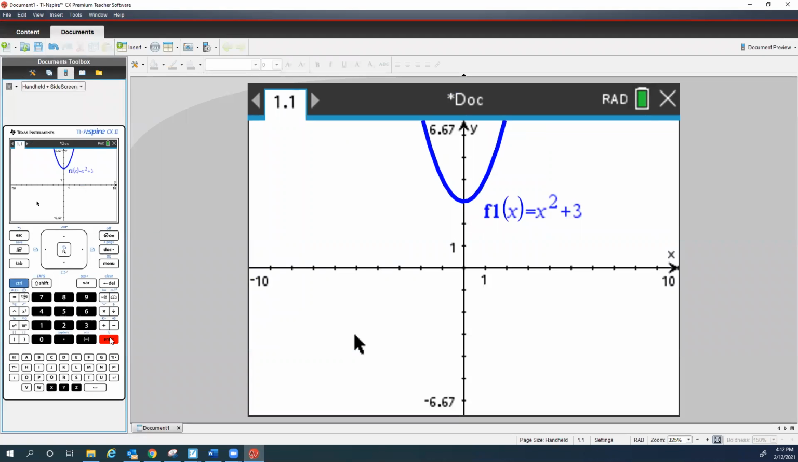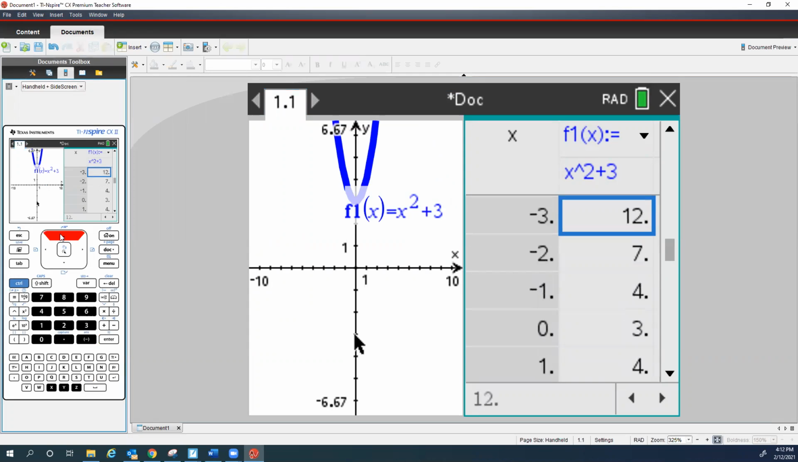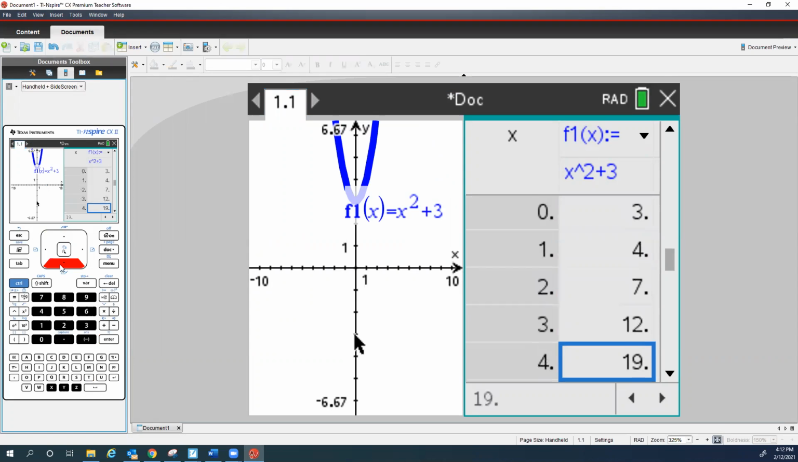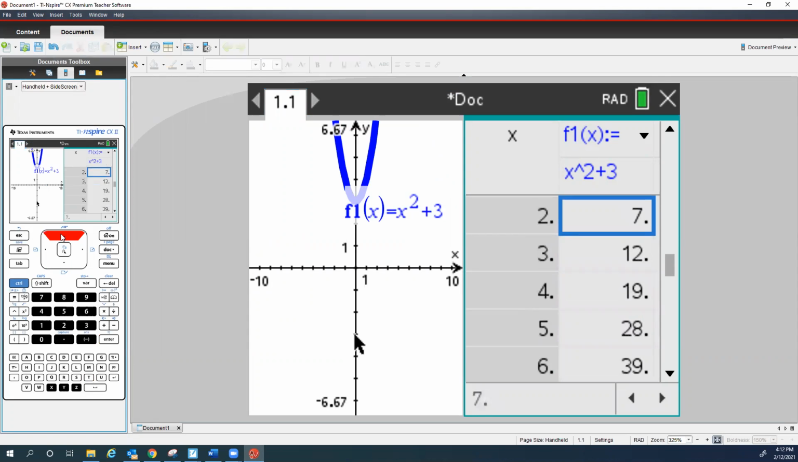Now, one thing I can do if I ever want to look at the actual points on the graph, I can press Control and then the letter T, and it will allow me to look at a table with all the coordinates that are on this graph. I can go up and I can see all the negatives. I can go down and I can get bigger in my positive x's and just see how this keeps going on and on and on.